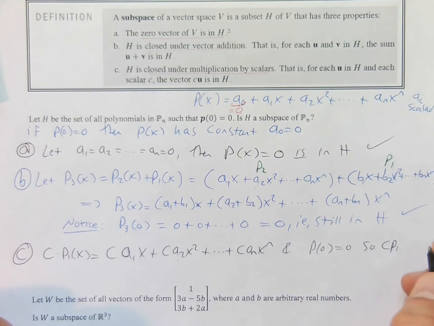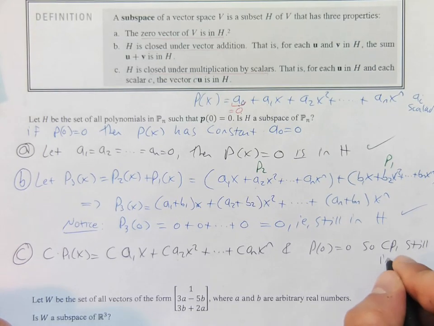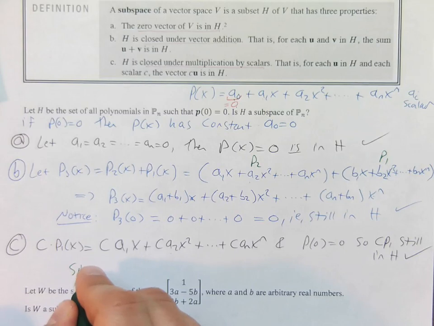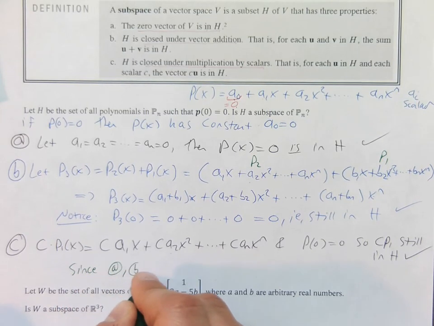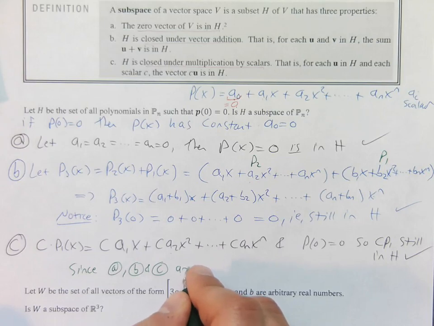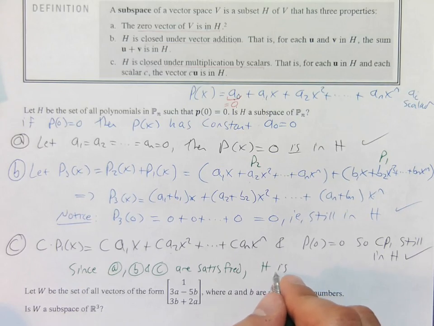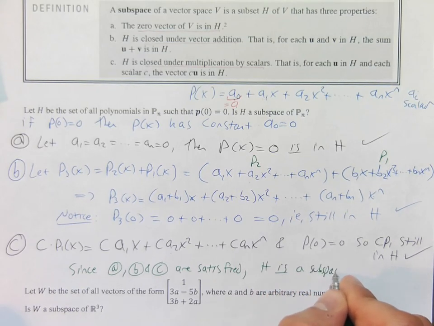So CP1 still in H. Check. And so since all three properties are satisfied, we have a subspace. So again, since we had a subset of an existing vector space, we just needed to show the three properties to show that we ended up with a subspace.